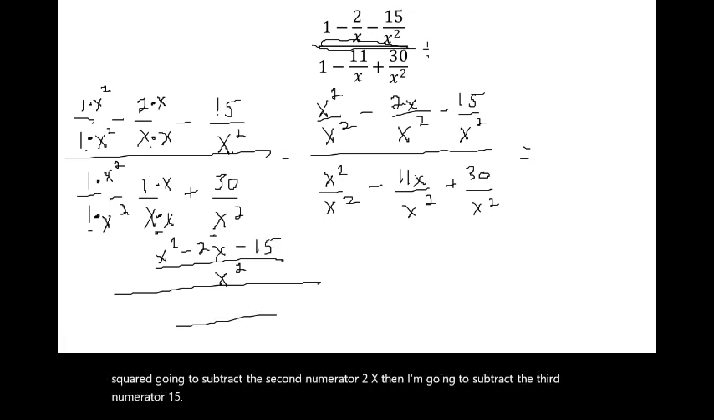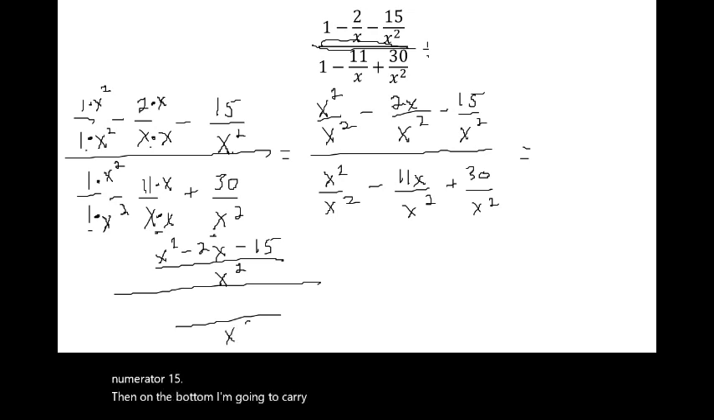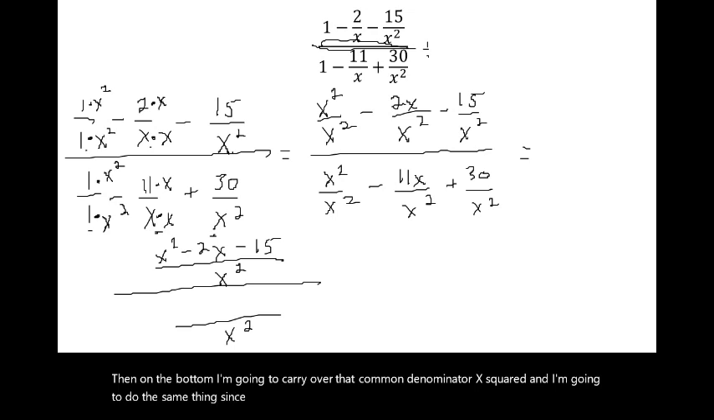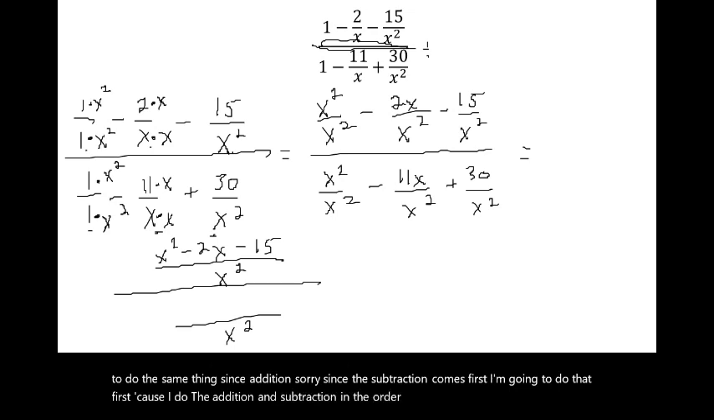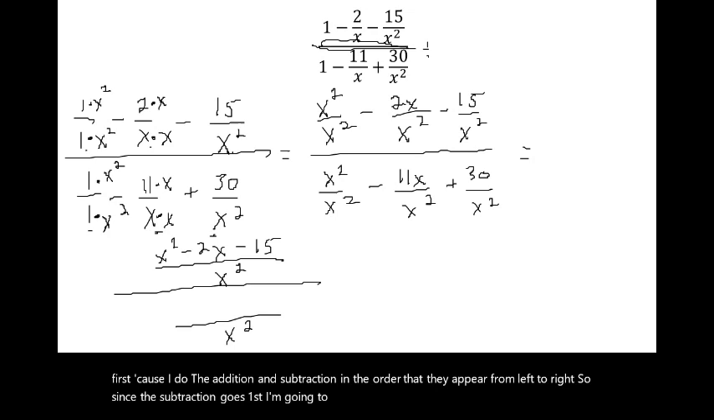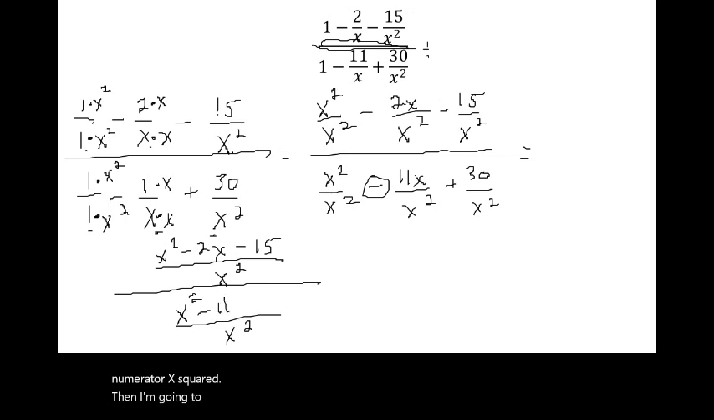Then on the bottom, I'm going to carry over that common denominator, x squared, and I'm going to do the same thing. Since the subtraction comes first, I'm going to do that first because I do the addition and subtraction in the order that they appear from left to right. So I'm going to take the first numerator, x squared. Then I'm going to subtract the second numerator, 11x. Then I'm going to add to it the third numerator, 30.